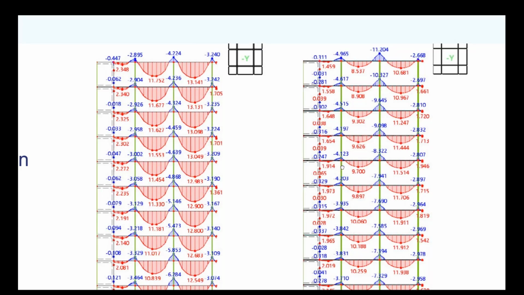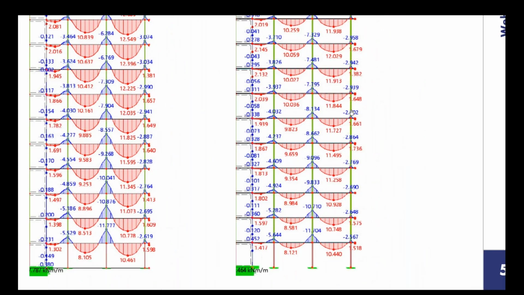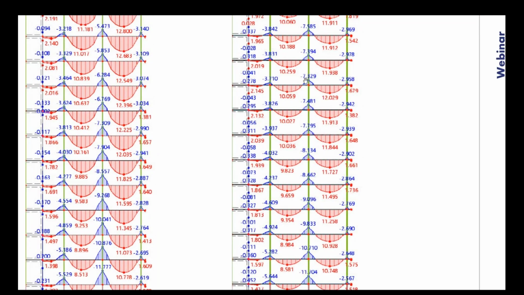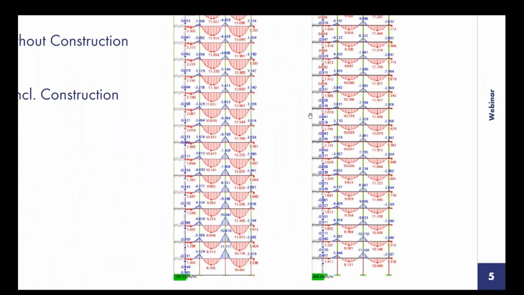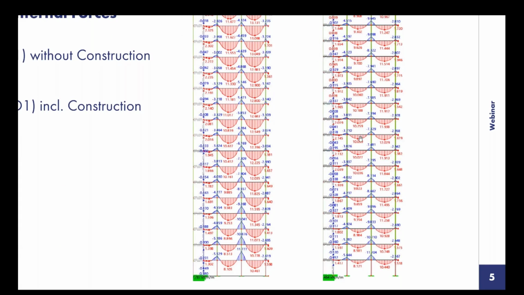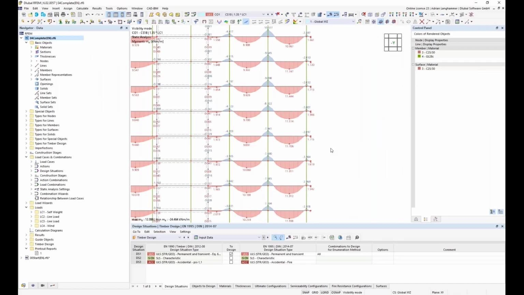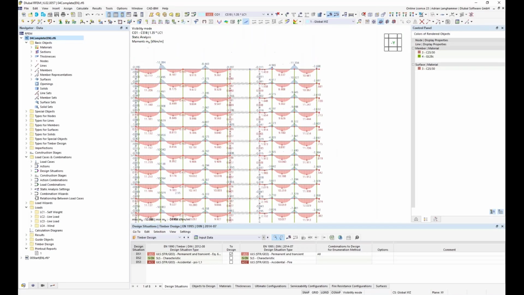The same behavior, or rather the vice versa behavior, applies for the moment in the field. When the moment above the support is decreasing, the moment in the field is increasing. So the maximum moment in the field for the situation with the construction stages should be somewhere in the middle of the structure. So I can try to explain the effect of the construction stages, or explain the behavior.